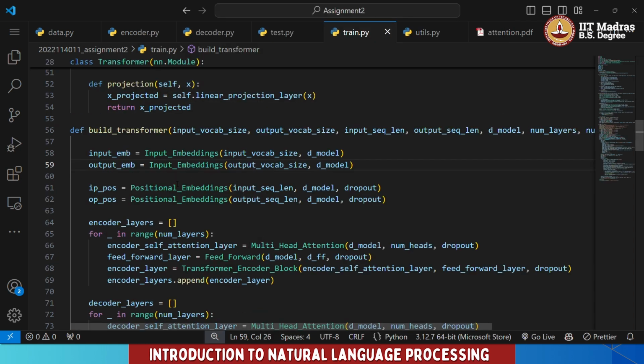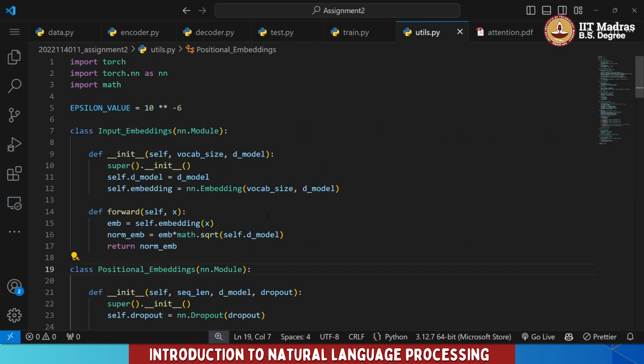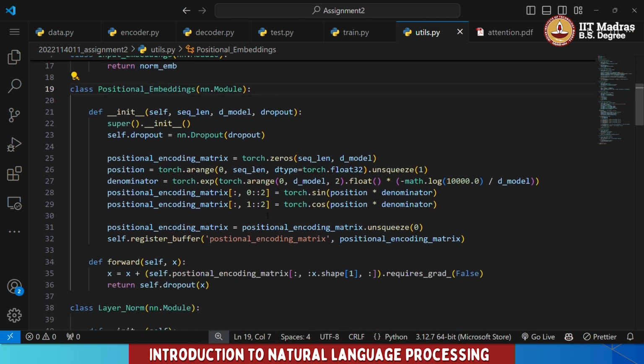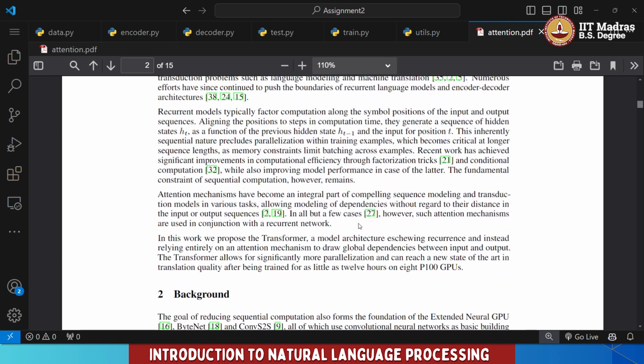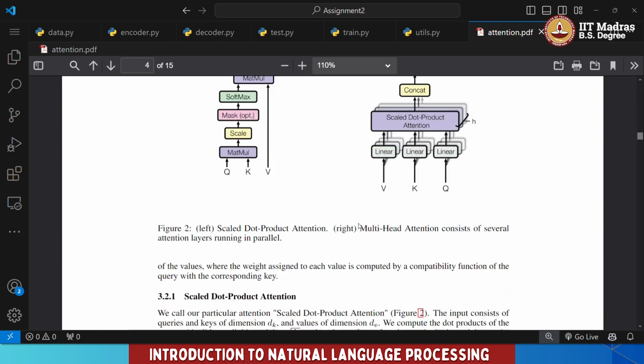Then there is the positional encoding. As you know, the Transformers implementation in Attention Is All You Need uses positional encodings. To encode position into the words, they use simple sine and cosine periodic functions. The mathematical equations can be found in the paper that they've implemented.